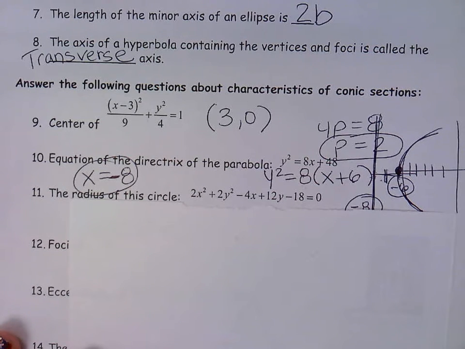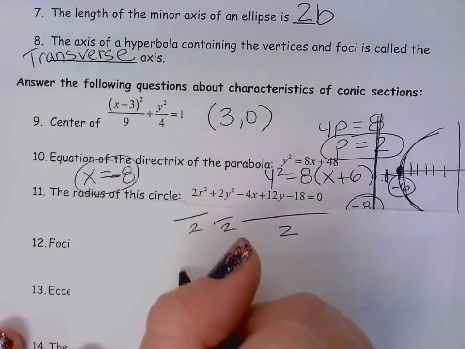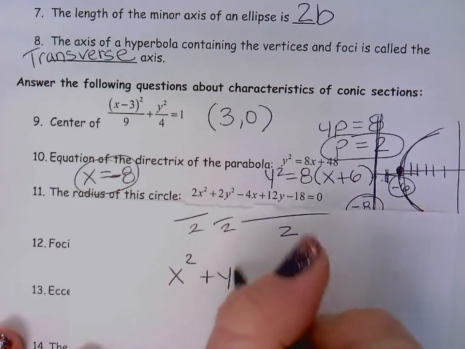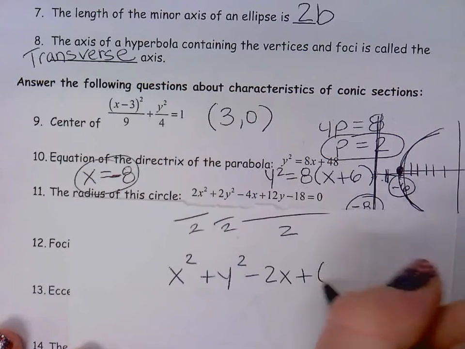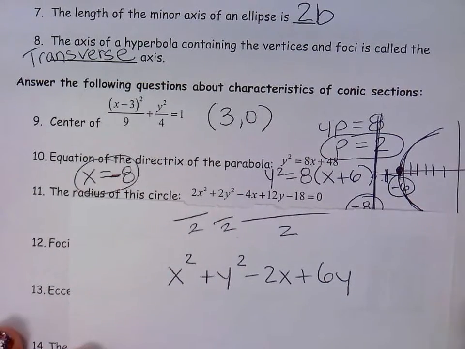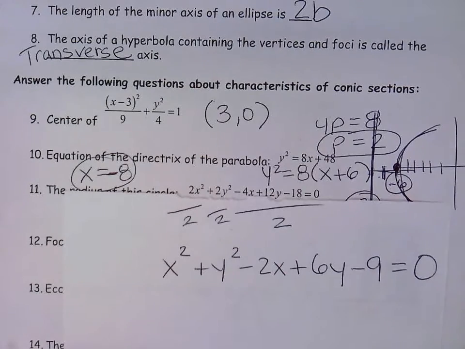For ellipses, you can't do this. You have to factor it out first. But we could divide everything by 2, right? So we'd get x squared plus y squared minus 2x plus 6y minus 9 equals 0 as our first step, dividing everything by 2.